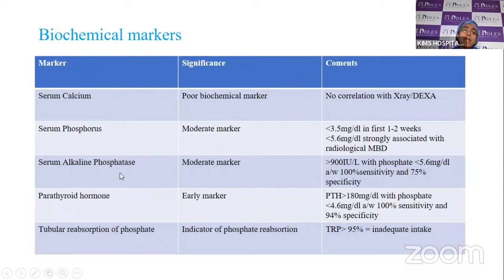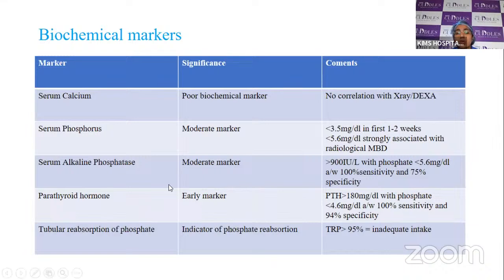Another thing is serum alkaline phosphatase. It is a moderate marker. If serum alkaline phosphatase is more than 900 international units per liter, combined with phosphate of less than 5.6 milligram per deciliter, it will have 100% sensitivity and 75% specificity. So serum alkaline phosphatase plus phosphorus will give 100% sensitivity and 75% specificity.